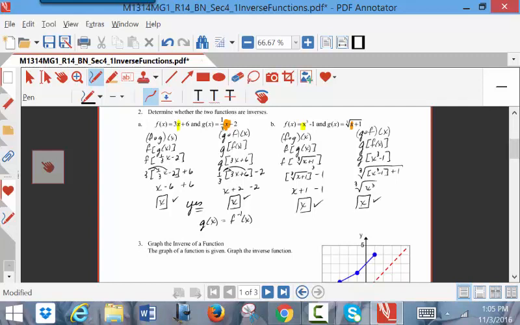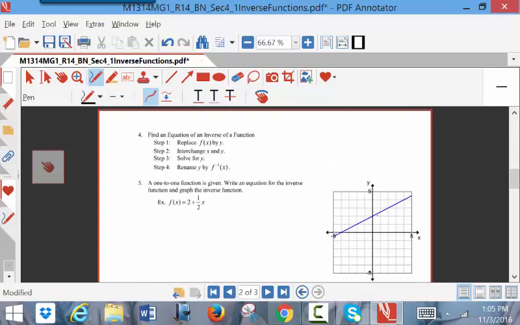So yes, they are inverses of each other, because algebraically both compositions equaled x, and now I can rename my g of x as f inverse of x, because they are inverses of each other. Now when they're not inverses, your ending line might say x plus 3 or 2x plus 5. Then that would not work. Algebraically it has to come down to equal x.